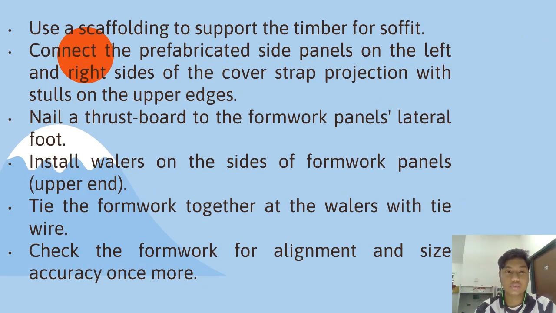Use a scaffolding to support the timber for the soffit, and then we can connect the prefabricated side panel on the left and right side of the cover strap, and then we need to nail a truss board to the formwork panels laterally. Then we need to tie the formwork together at the wallers with tie wire. Lastly, we need to check the formwork for alignment and size accuracy once more.